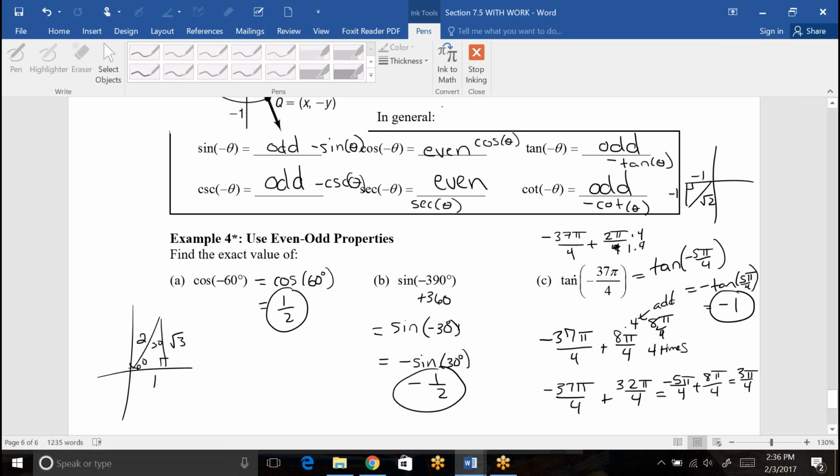And notice that there's a couple different ways I could have done this. If I didn't want to use the even-odd relationship, I would have just kept adding until I got to 3 pi over 4, and then I would notice that if I did the triangle as 3 pi over 4, up here you do get that the tangent equals negative 1. That's because the x's and y's would have different signs. So either way would have given me the negative 1 that I was looking for. And that is the end of the 7.5 notes.